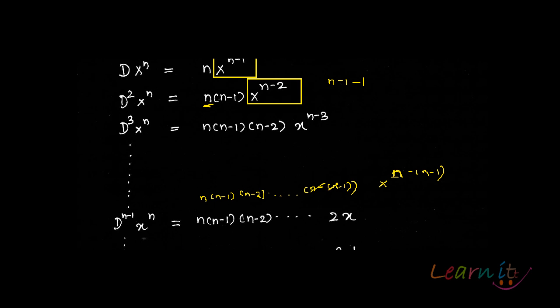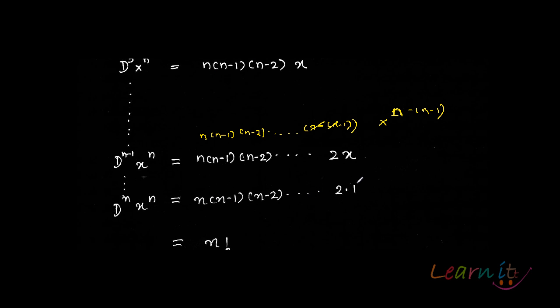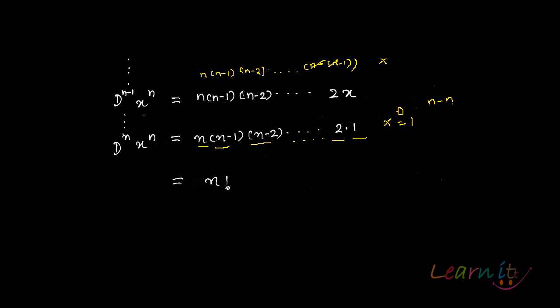And if I differentiate this another time, what will happen? x to the power 0 will remain, because n minus n equals 0, and x to the power 0 is 1. So what do I get? I get n into n minus 1 into n minus 2, so on and so forth, into 2 into 1. And this is nothing else but what we call in maths n factorial. This is the formula for n factorial.